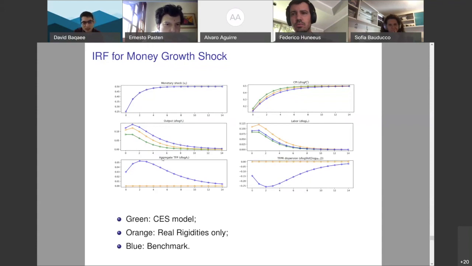The other thing that you can see is that aggregate TFP in the benchmark model is pro-cyclical, like it is in the data, whereas in the standard model, it would just be a flat line. So the orange and the green are on top of each other. Similarly, TFPR dispersion within firms over time is counter-cyclical. It's like the reverse image of the Solow residual. And again, this is something that people have observed in the data, but in the standard model, it's a flat line. It's just not changing.